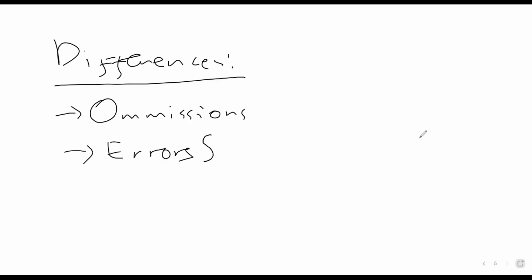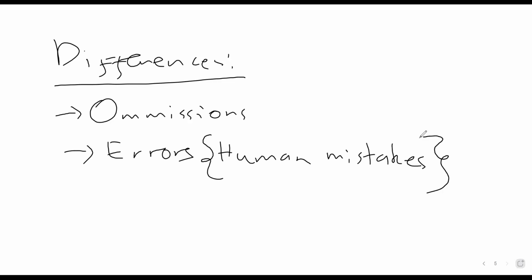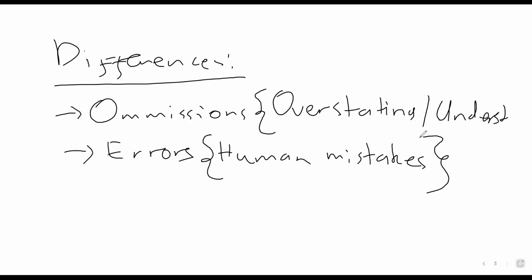What is it that causes errors? Errors are basically just human mistakes. Are we together? Yes. And then the omissions are like overstating or understating. Yes, overstating or understating. Are we together? Yes. So we want to understand why, under what circumstances would we have a case where there's an overstatement or an understatement of the creditor's account?